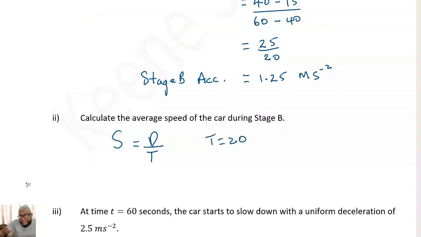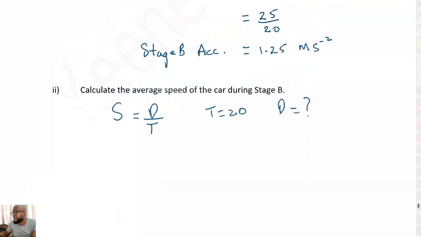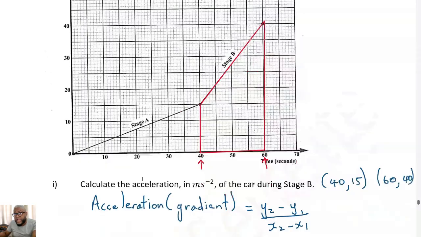So you know time is equal to 20. We need to find our distance, right? Your distance would be the area under the graph. But my brothers and sisters, my children, we are not looking at the entire graph. We are only focusing on stage B, right? So let's look at stage B.